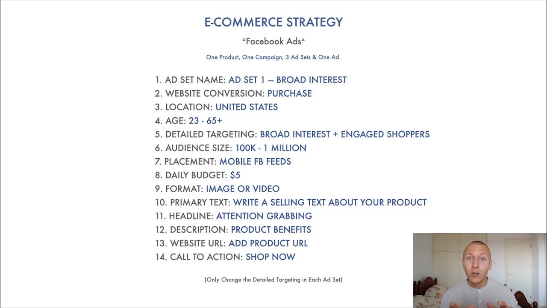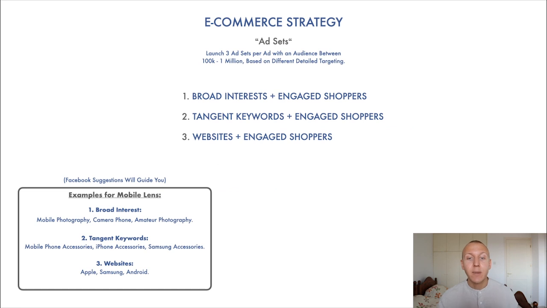The only thing we're going to focus on changing is step number 5, which is going to be the detailed targeting. So the detailed targeting is going to be our ad set, which brings us to the next step of the strategy. We are going to use 3 different ad sets. And that means that we're going to use one ad set that focuses on broad interests. We're going to focus on a second ad set that focuses on tangent keywords, and a third that focuses on websites plus engaged shoppers. All right?